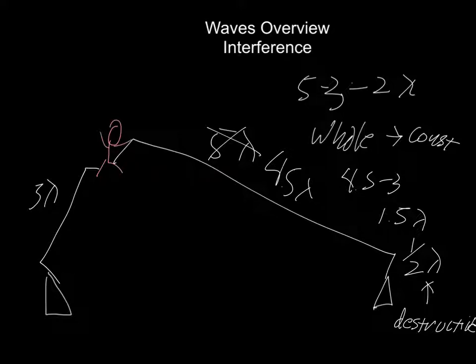That's because we're having destructive interference. All of the waves cancel out. So whole wavelength, we have constructive. Half wavelength, we have destructive.